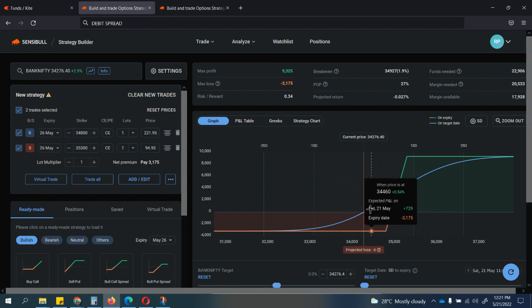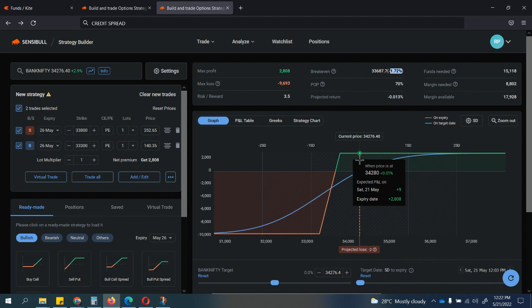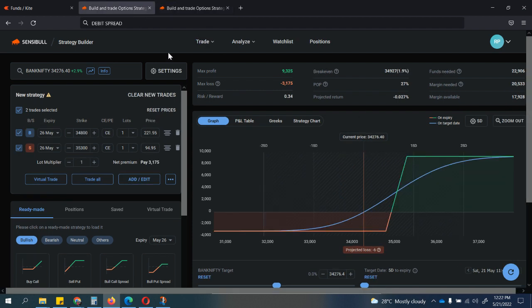If you have a firm belief that the market will make a move of 3% by the expiry, then go for debit spread, because you will get a profit of 9325. But if you go for credit spread, you'll get only 2800, irrespective of the market making 10% upward. But in your debit spread, even if the market makes 3%, you will get a profit of 9335.